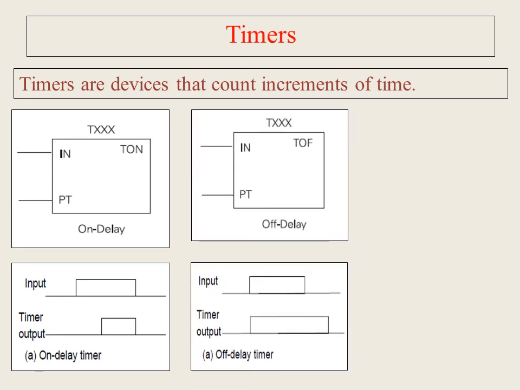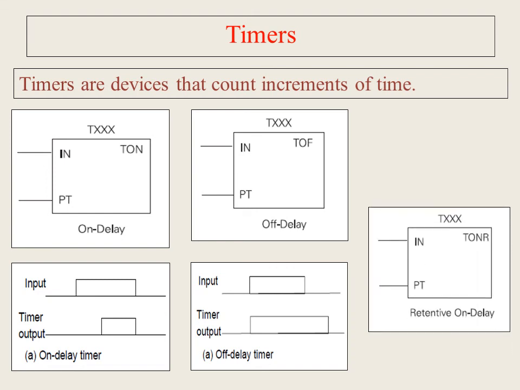The next one is the off delay timer, that is TOF, timer off delay. Again the same as in the counters, here we write PT, but the meaning is the same, that is preset time. In the previous one it was preset value. In the off delay timer, the input is given and you get the output, but as the input goes false, the timer starts and only after some time does the output go off. That is the off delay timer.